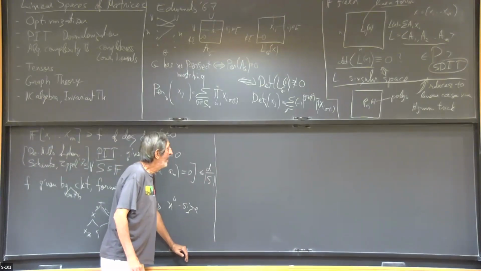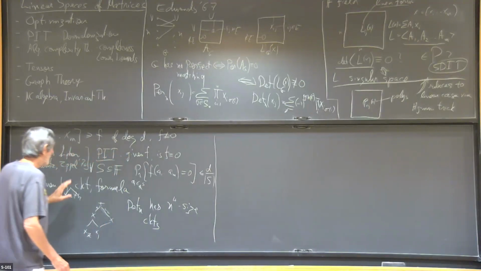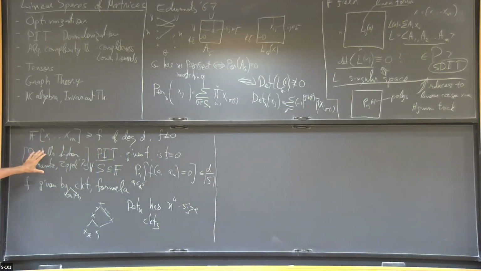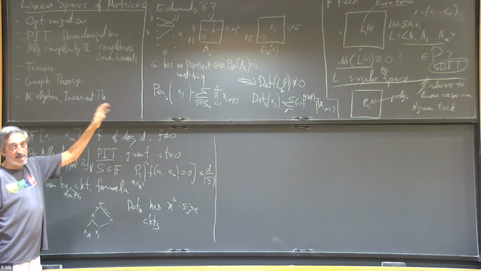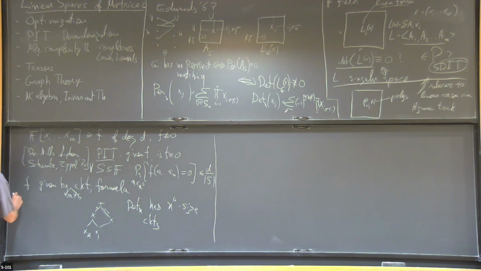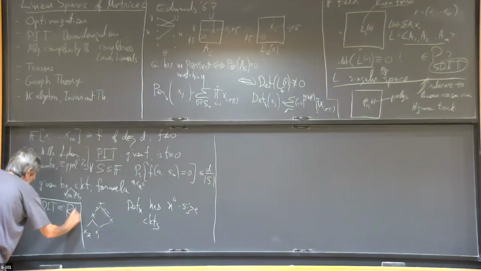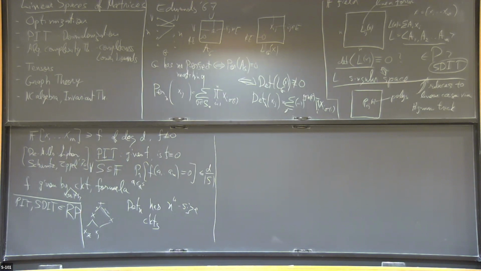Questions? Let me make one point about this PIT problem. What we see by this simple theorem is that PIT, and in particular SDIT, are in randomized polynomial time. It's a one-sided error kind of thing. If you want RP, you can write RP. Anyway, there is a fast probabilistic algorithm.